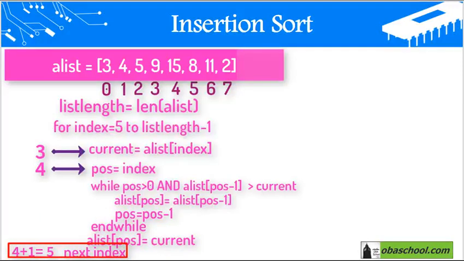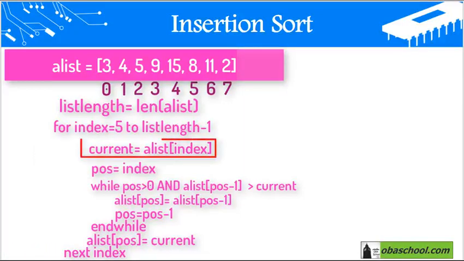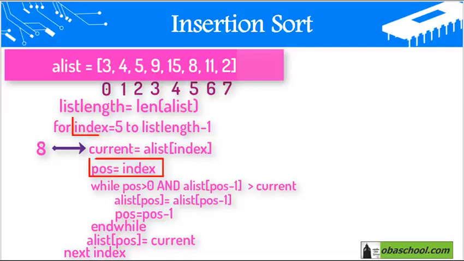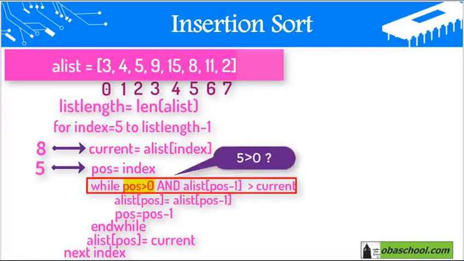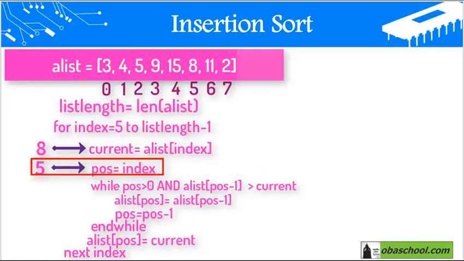For index equal 5 to list length minus 1, now we will put in variable current a list index, which is 5. The value in index 5 is 8, so 8 is in variable current. And we put in pose the value of the index, which is 5, and we enter the loop while. While pose greater than 0, which is 5 greater than 0, this condition is true.